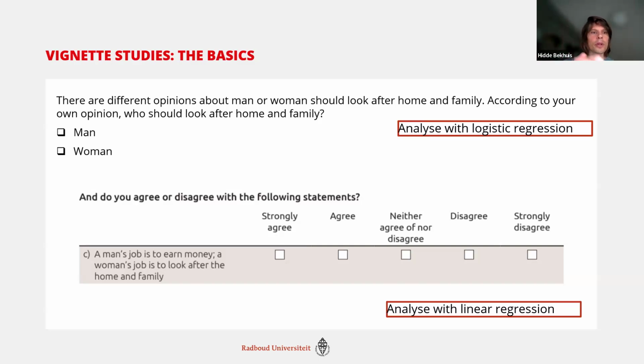So when you only have two answer categories, where you want to choose between man and woman, you can say, okay, maybe a real vignette design isn't the best design, because you lose a lot of variation, because you only have two answer categories with the answers. And then you can prefer the other option, like I show you here.